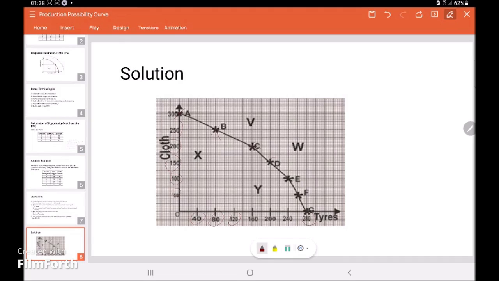You plot the various combinations nicely, and then you join them with your free hand like that. And that gives you the production possibility curve. So we move on to the next question.